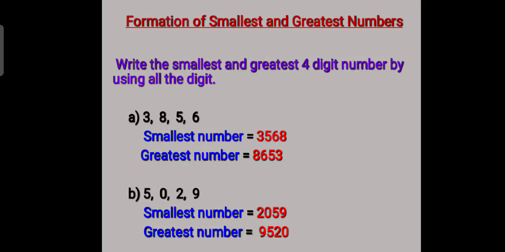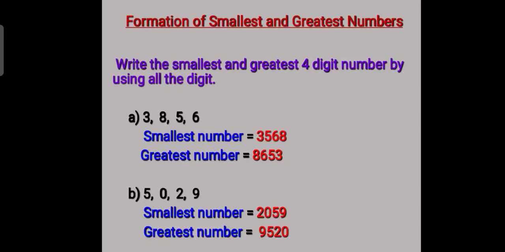Let's take the digits 3, 8, 5 and 6. To form the smallest number using these digits, we arrange them in increasing order. So we arrange the digits as 3, 5, 6, 8. Thus the smallest number is 3568. Now to form the greatest number using these digits, we arrange them in decreasing order. So we arrange the digits as 8653. Thus we get the greatest number 8653.